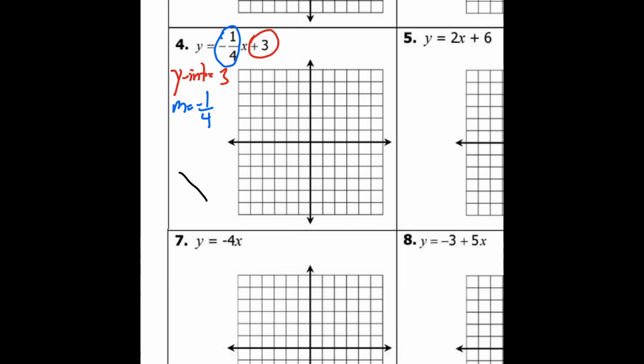Y-intercept is 3. I go to 3 on my y-axis, I put my point, and now I have to go up 1 and over 4 or down 1 and over 4, and I just have to make sure I'm going left or right. You have to choose the right direction to make my line go downhill. So if I go up 1, I need to go 4 to the left in order to make my line go downhill. Up 1, over 1, 2, 3, 4. I put a point. I go down 1, I'm going to go 4 to the right. 1, 2, 3, 4. Put my point. I've run out of room. I'll draw my line.